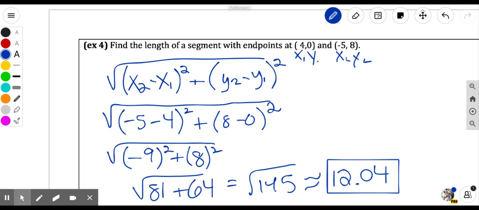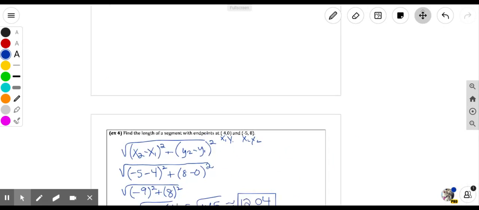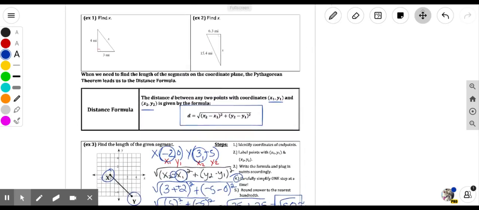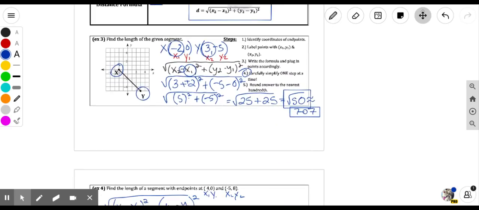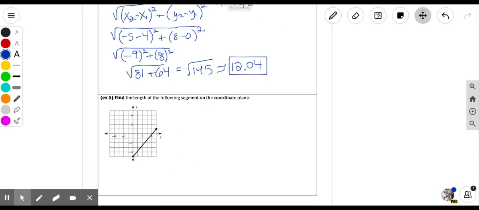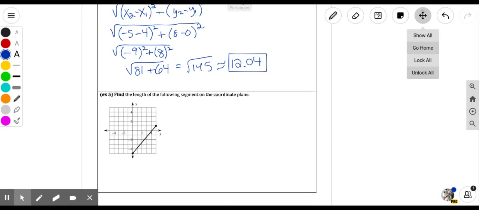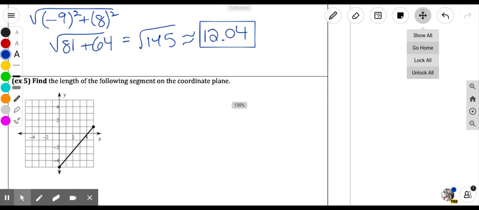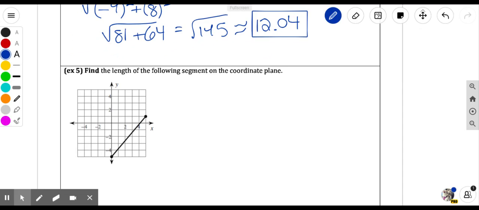At this point, I would suggest to pause the video and try example 3. See how you do. Wait a second. Why is this saying example 4? Oh no, it is. Okay. It's example 3 of distance formula. All right. Anyway, so I would pause it, try example 3, see how you do.